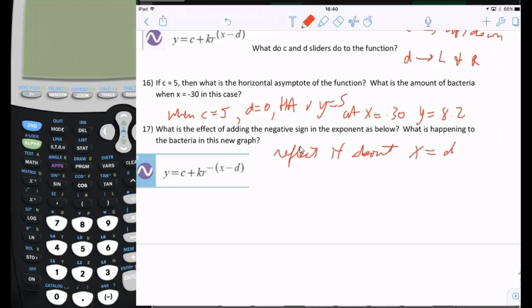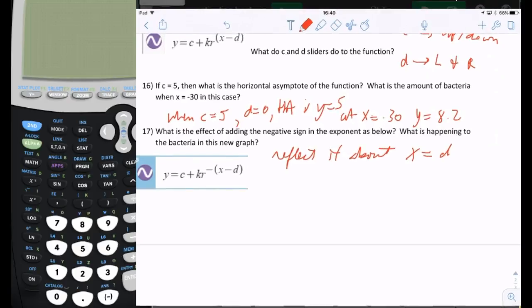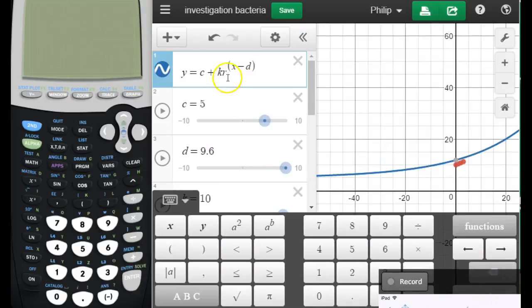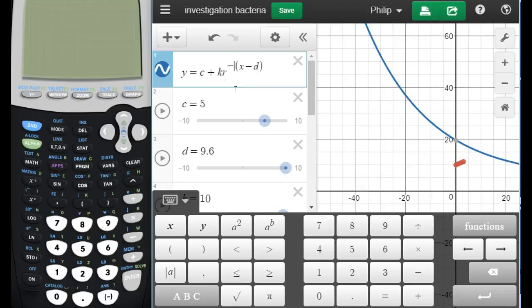What is happening to the bacteria in the new graph? In the new graph, where we have the negative here, the bacteria is decaying. So maybe it's like you're taking antibiotics or something. So the bacteria is decreasing. That usually never happens, right? All right, that's it for this section.